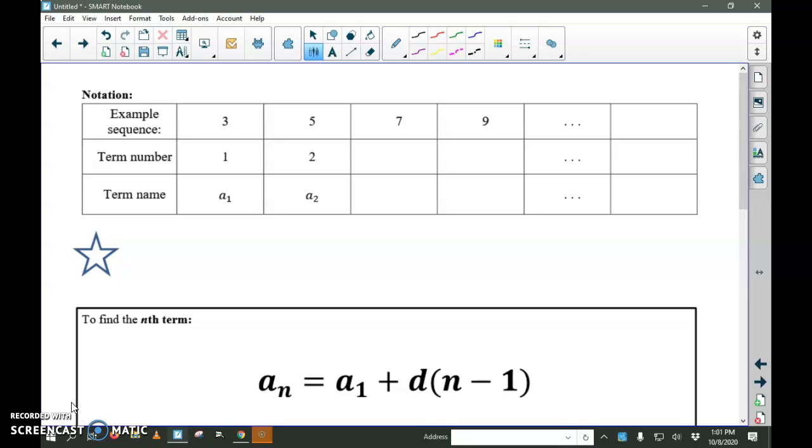We're working on the back side of the 3.2 notes. I just want to talk about some of that notation that was mentioned on the front side, this a sub n, this a sub 1, and how to read and interpret this notation.